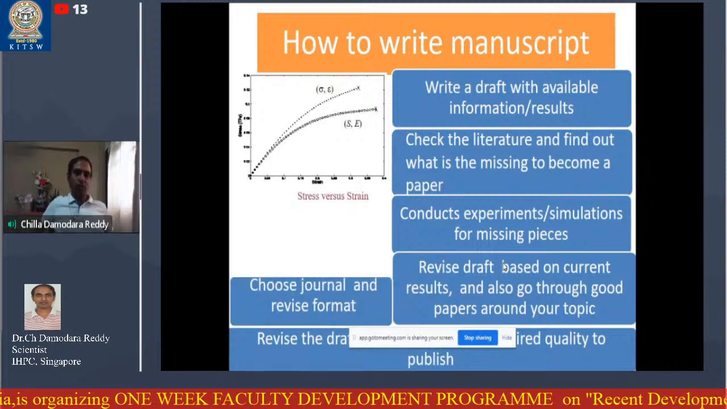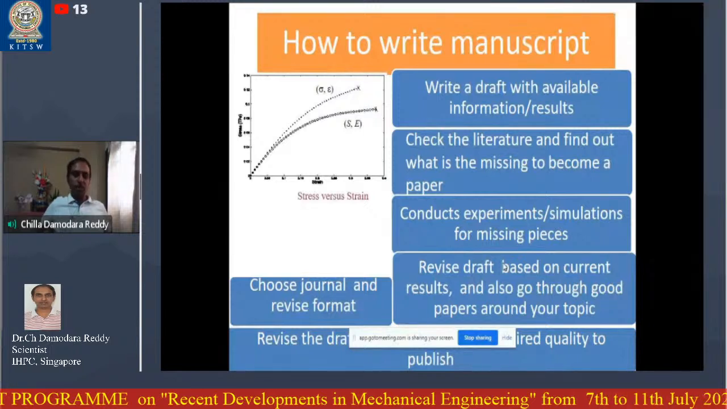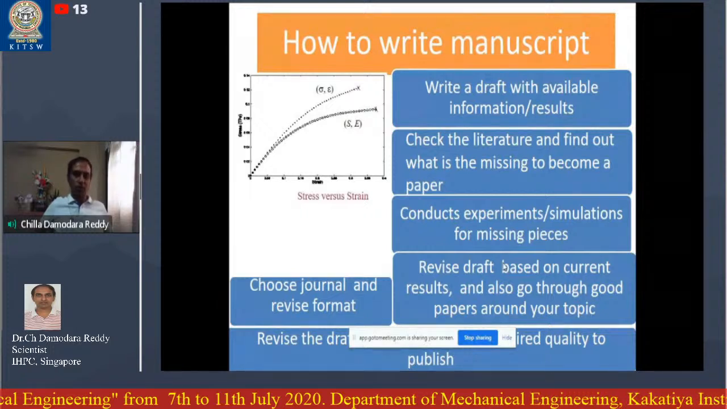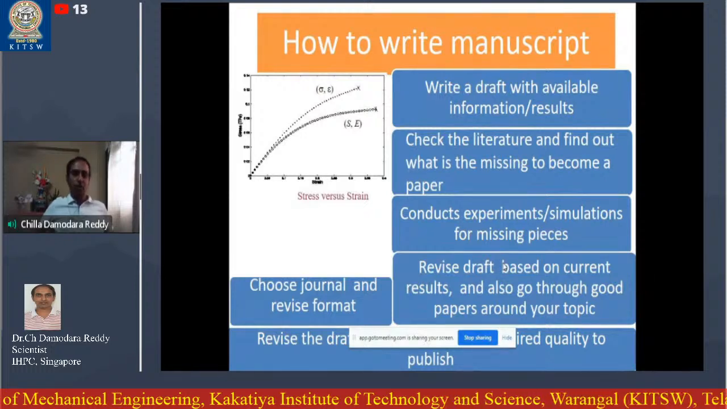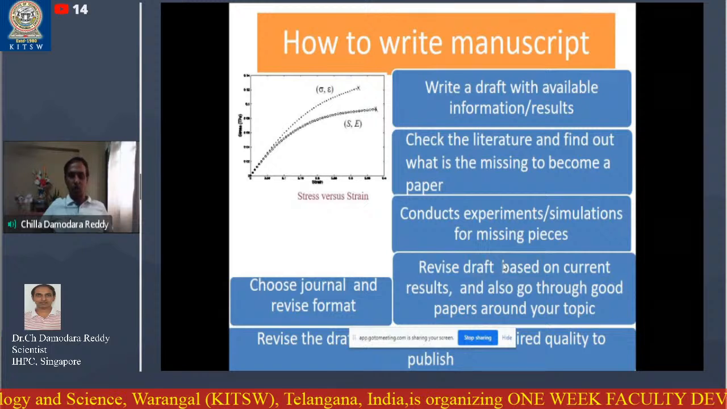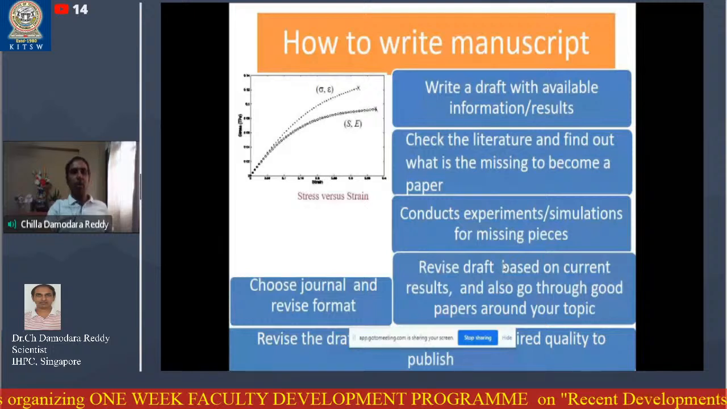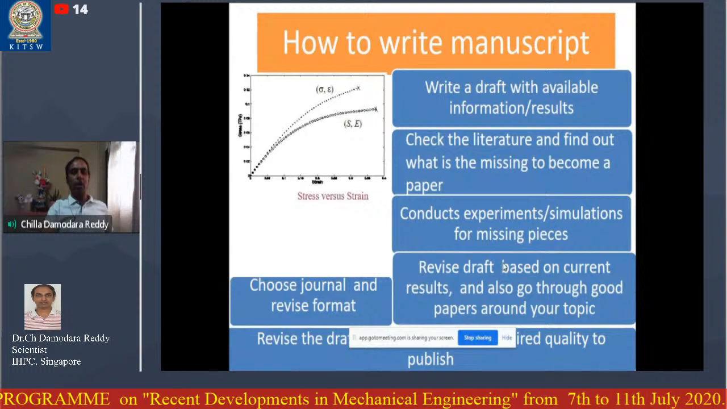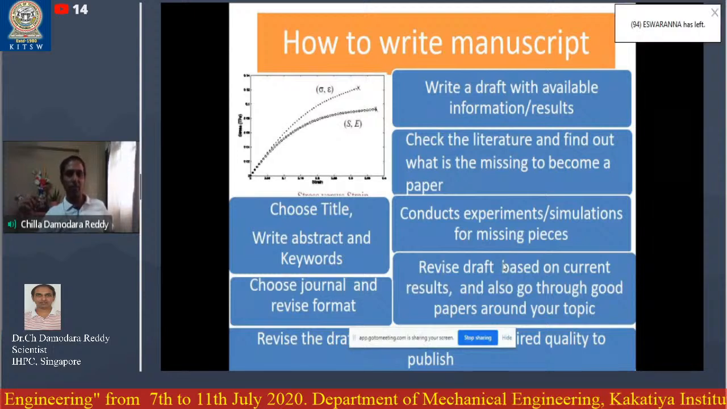Then you choose a journal. Since you already went through a lot of papers, you know which journal is going to be suitable, so you can tune the paper based on that journal's format. Whatever format you submit, they won't accept it otherwise. Generally they want their particular journal format, either the structure of the paper or the references. So you have to go through their journal format, revise the paper, and then submit. Before submitting, you have to choose the title very carefully. The title is a very, very important piece of material in your paper.